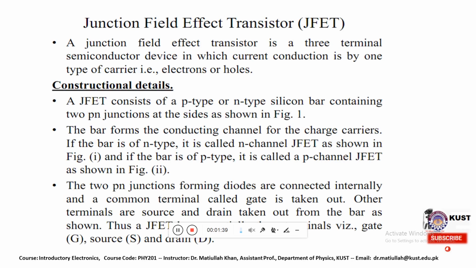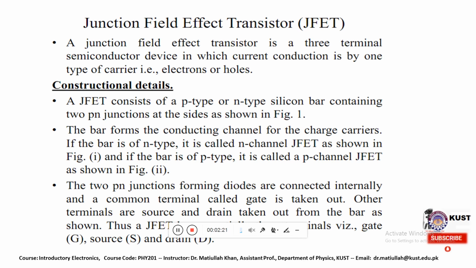In the junction field effect transistor, three terminals of semiconductor are used, and in this particular case the current conduction is by one type of carrier, I mean electrons or holes. That is why it's also called a unipolar junction transistor, in comparison to the BJT, called the bipolar junction transistor, where two types of carriers are used, both electrons and holes.